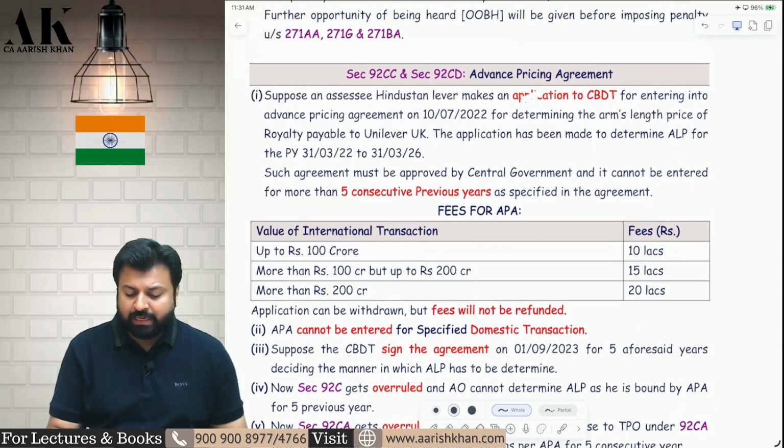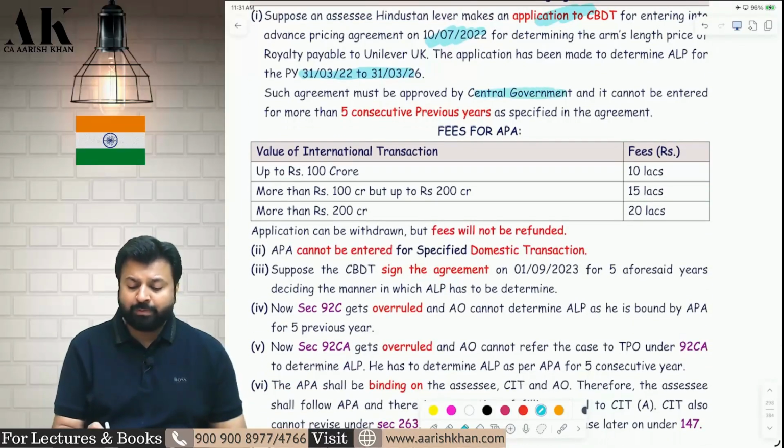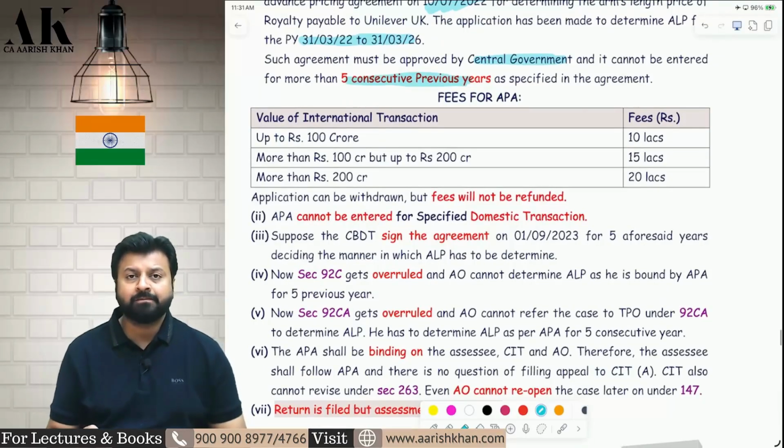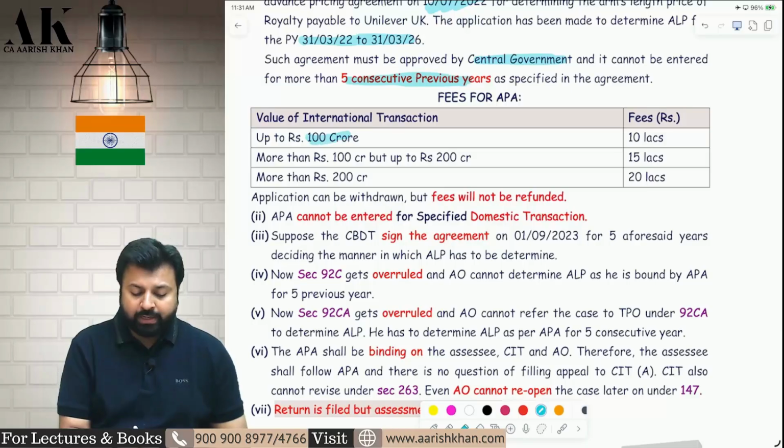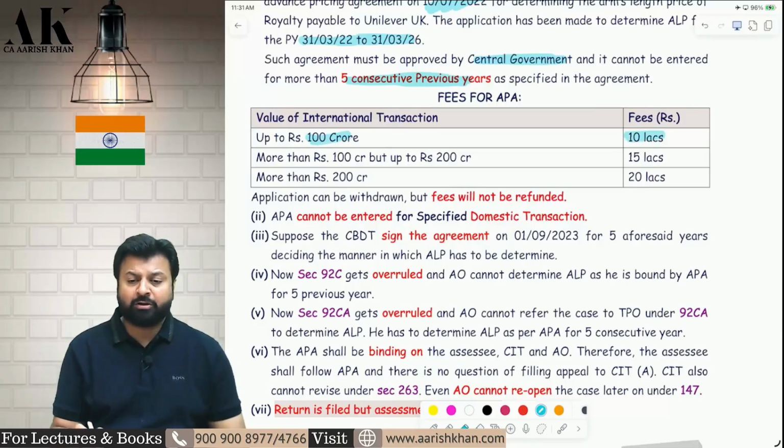So let's take an example. Suppose Hindustan Lever makes an application to CBDT on 10th July 2022 for determining the arm's length price from 22 to 26. Such an agreement must be approved by the central government. It cannot be entered for more than 5 consecutive PYs. The fees is as follows. If the transaction value is up to 100 crore, you have to pay a hefty fee of 10 lakh rupees. If the transaction value is more than 100 crore but up to 200 crore, you have to pay a fee of 15 lakh rupees. And if the transaction value is more than 200 crore, you have to pay a fee of 20 lakh rupees.